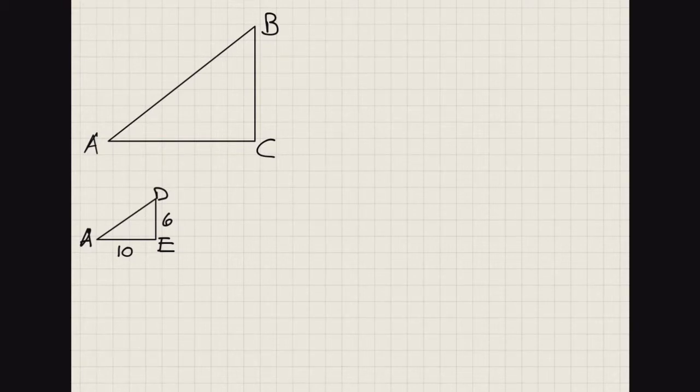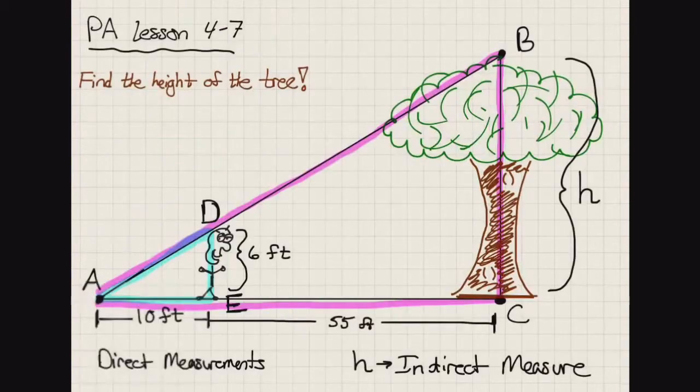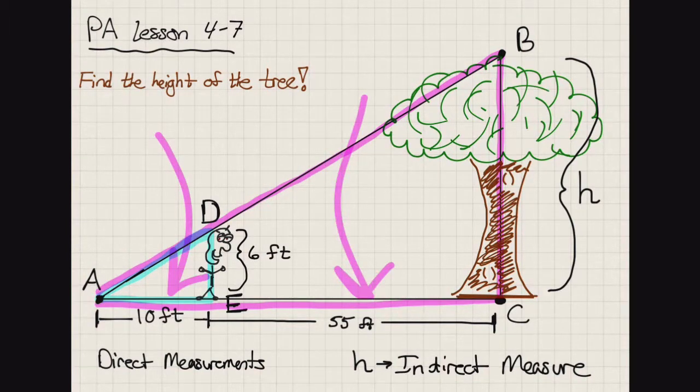Okay, and what's the distance between A and C? All right, 65 feet. You have to add the two measurements from the original picture. Okay, if you go back, let me point it out to you. You have to add this and that.